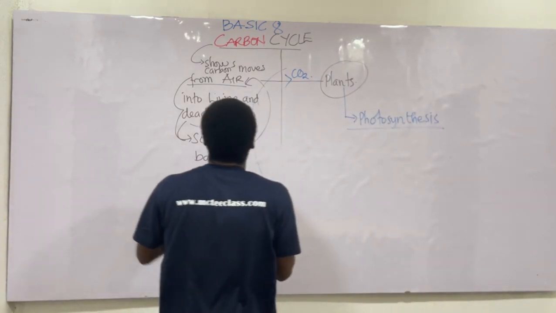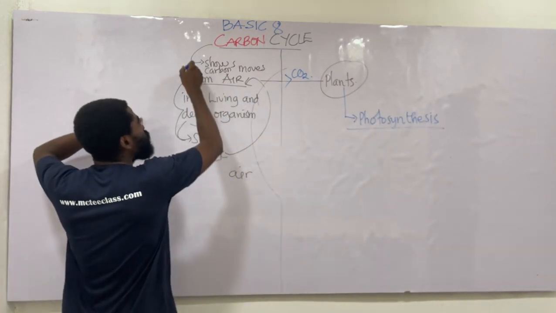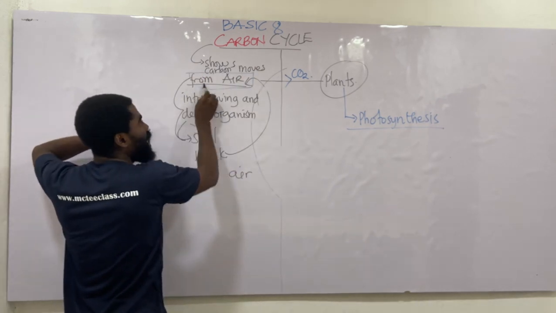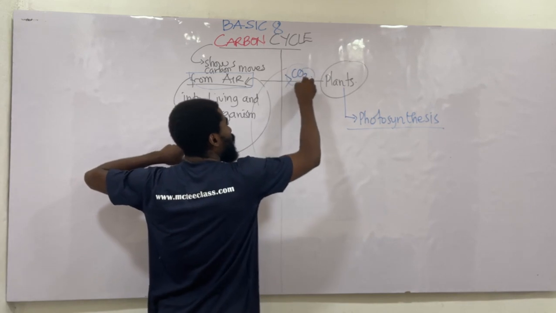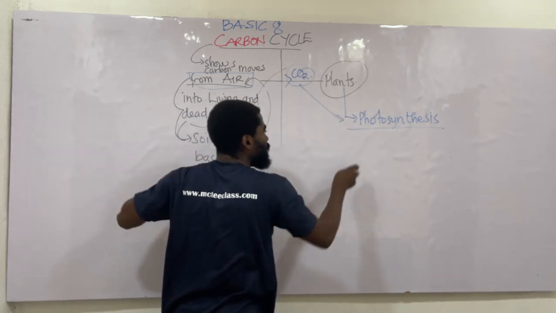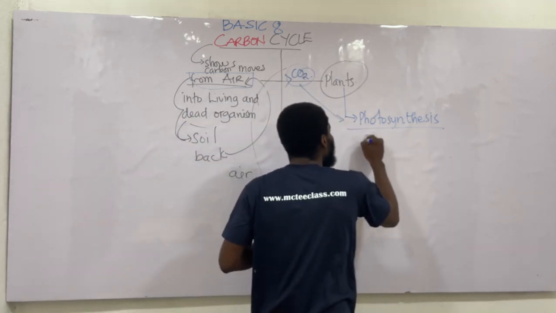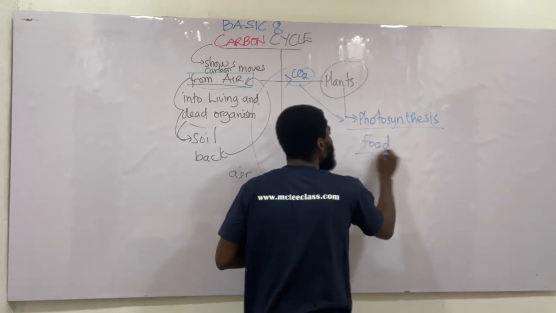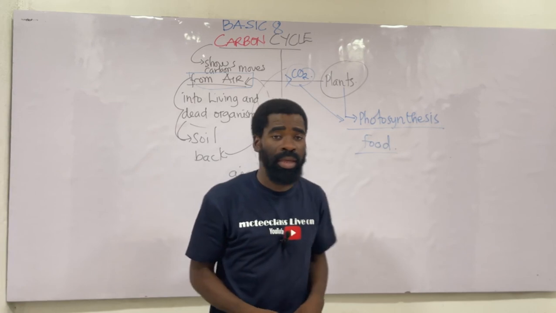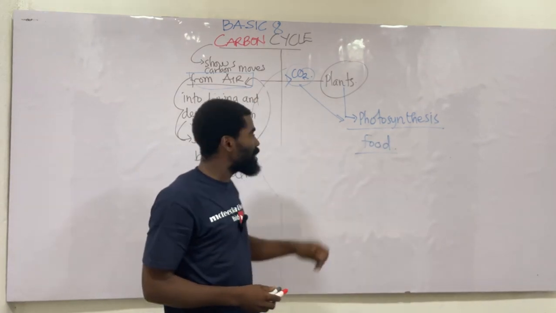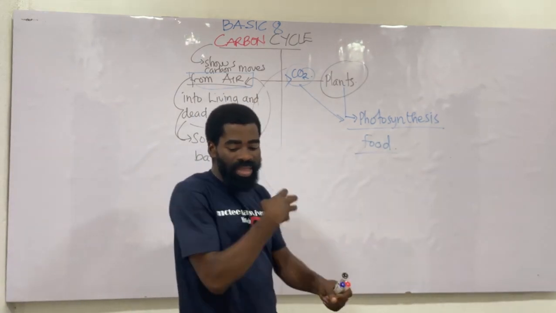Good. So we are saying that in the carbon cycle, carbon is moving from where? From the air. From the air, plants will absorb the carbon in the form of carbon dioxide. By a process called photosynthesis, they are able to make what? To make food. And when they make this food, animals will now come. They are happy, ready to eat. Once they feed on this, the carbon now enters into what?